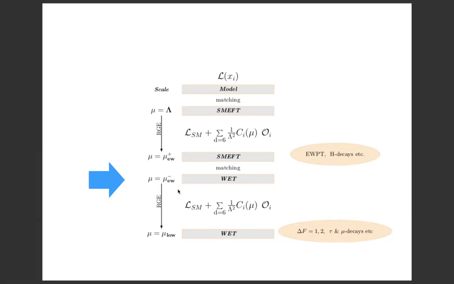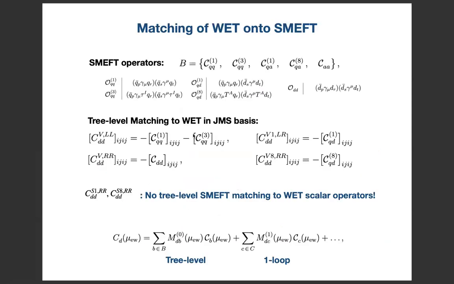So we can reach here. Now, to go to SMEFT, we have to do the matching of SMEFT to WET. Let us look at the matching of WET onto SMEFT for the operators on which delta F equal to 2 observables depend. At the tree level, only these 5 operators given here in this set are relevant.